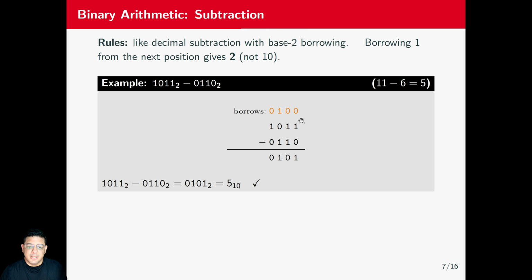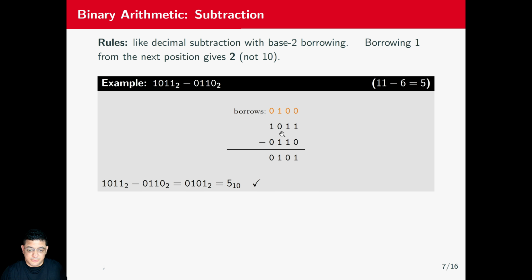Now notice we have here 1 minus 0. That's going to be 1. I'm not borrowing anything here. I don't need to. 1 minus 0 is just 1. Now I have 1 minus 1. 1 minus 1 is just going to be 0. I don't need to borrow anything, so 0 here. Now I have 0 minus 1.